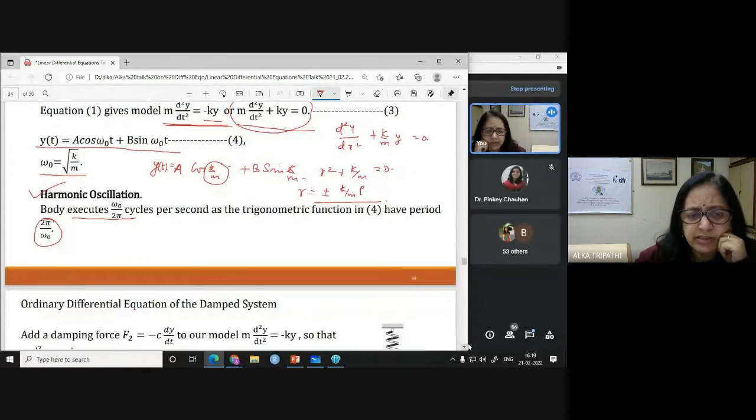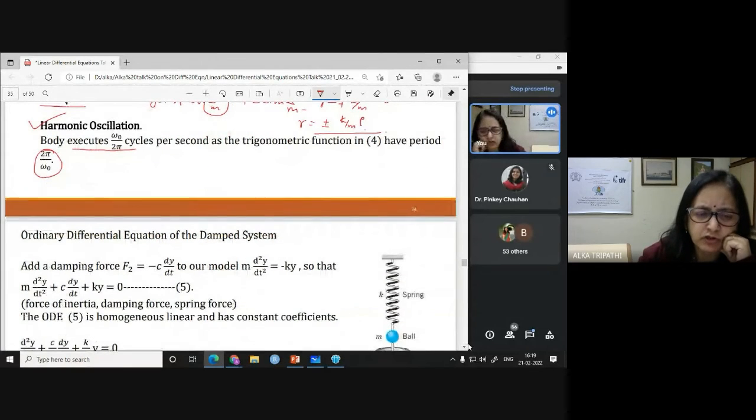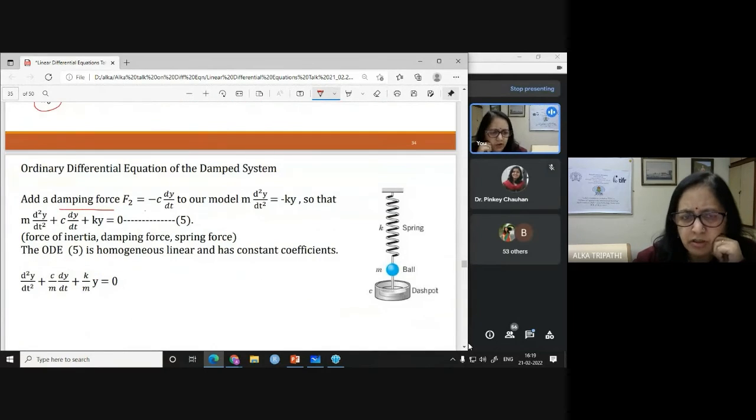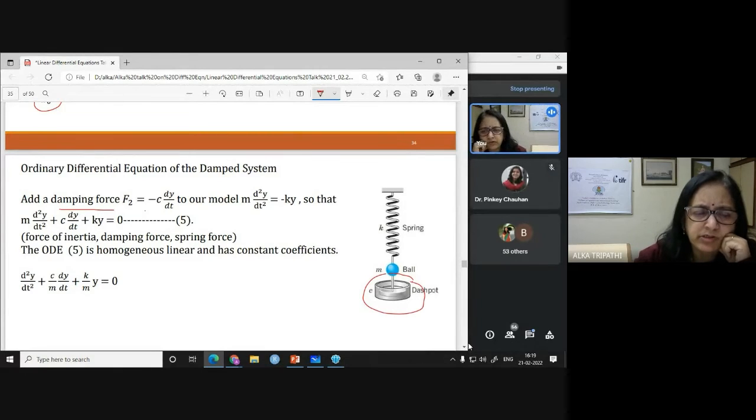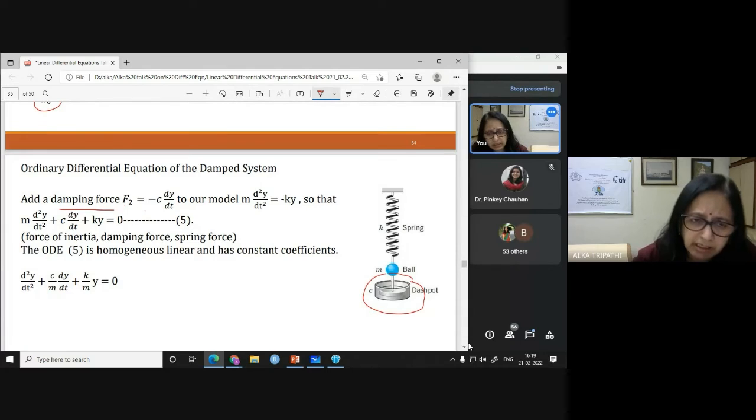Then in this case, if we also apply a damping force, this is possible by adding a dash pot in the system. So if we add the damping force, and we assume that the damping force is proportional to the velocity of the motion, then in that case F2, or the second force, will be minus c dy by dt, where c is the damping constant, and this c is always greater than 0.